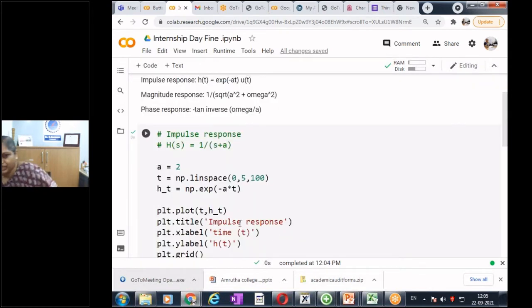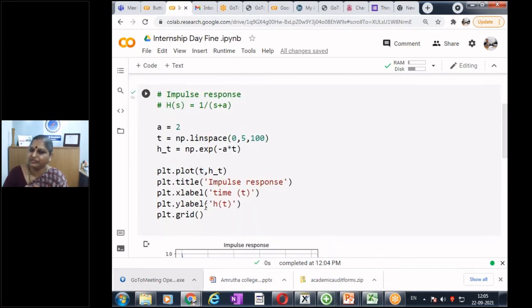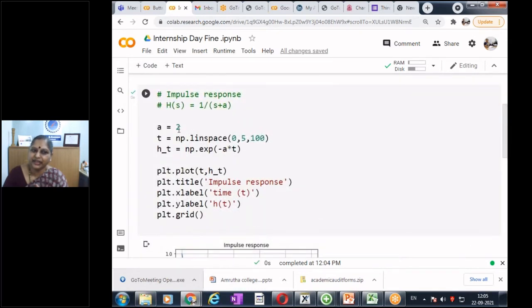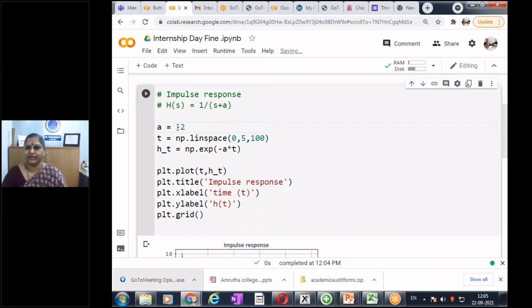So this is what we got, the impulse response. We took a transfer function, we wrote the expression for the impulse response, and we plotted it, and from the area we know that it is stable. Now just change A to minus 2 and plot it, and let us see what happens. Please run it for A equal to minus 2 and then tell me what you think: is the system stable or unstable?